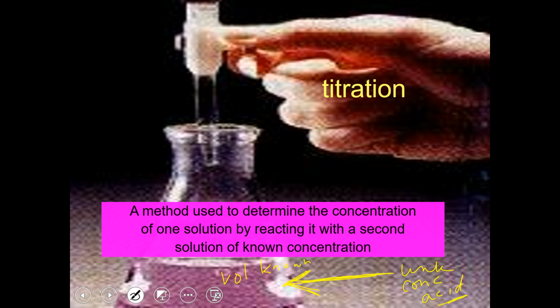We will have a piece of equipment called a burette that contains volume and it can be measured. We will have a known molarity of a base, and we will know the volume of that base that is required to completely neutralize the acid.